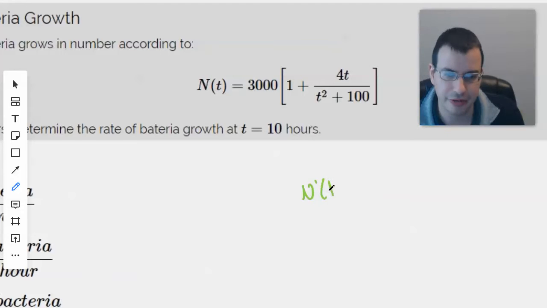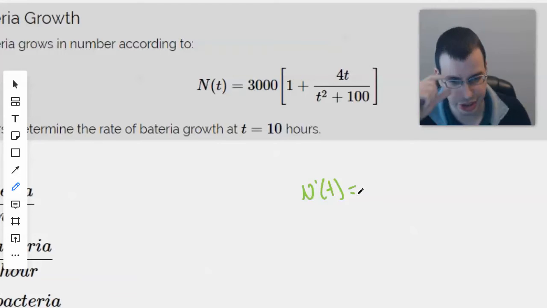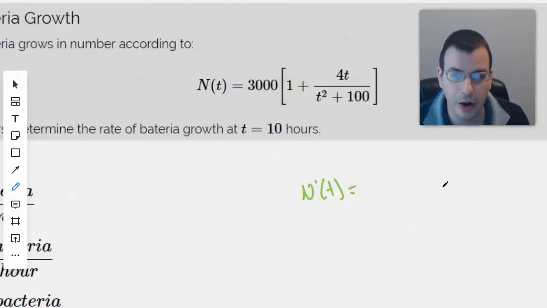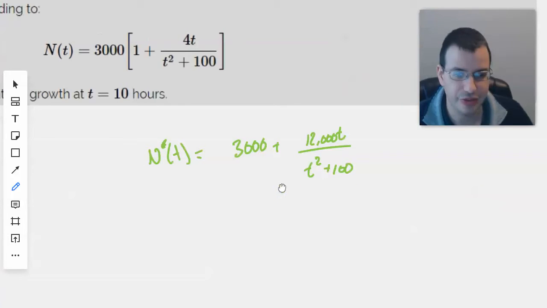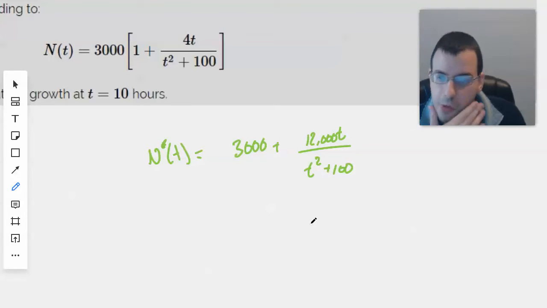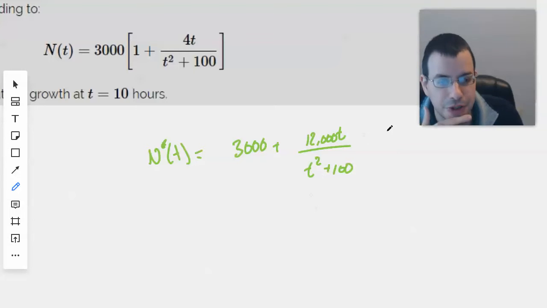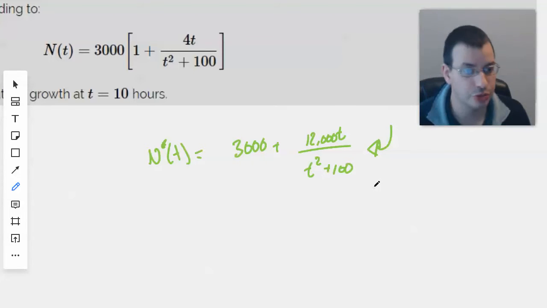n prime of t. This feels like an appropriate color for bacteria. I'll start by just rewriting n of t. So we have 3,000 plus 12,000 t over t squared plus 100. And we need to find the derivative of this. So this right here is going to be the product rule. Some people use the quotient rule.